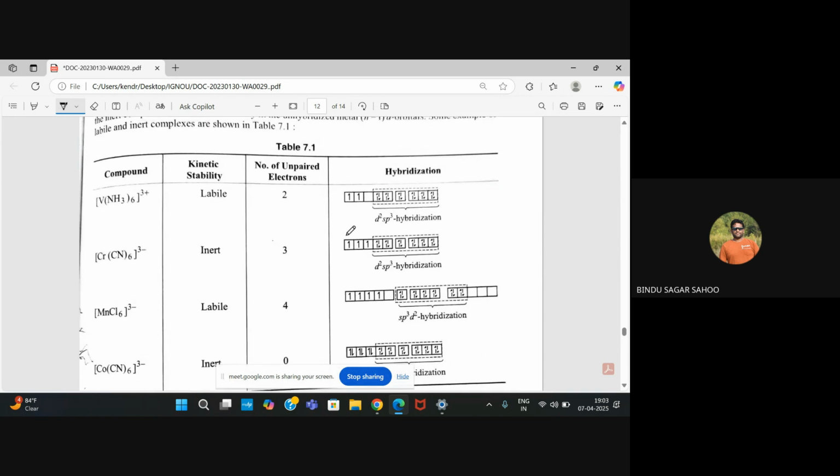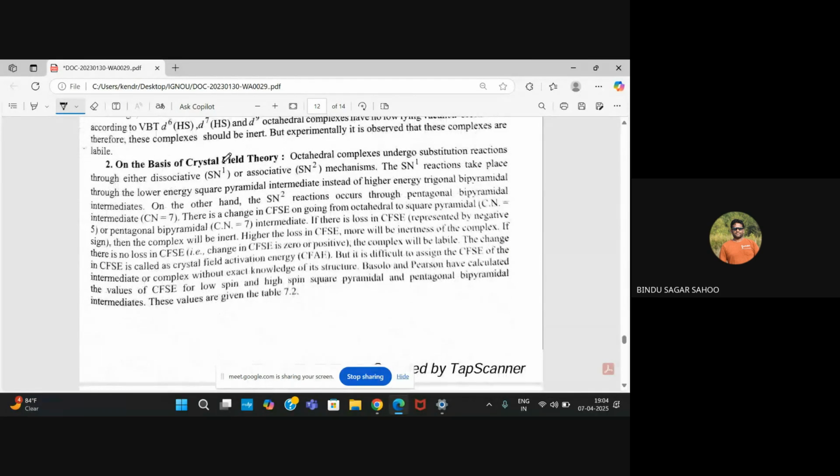Similarly, you can check here hexacyanide cobalt complex, and it is utilizing the inner d orbitals, and it will be an inert complex. But a few exceptions arise when there are vacant d orbitals, like this complex, this one. So later there will be a modification of the VBT, and for most complexes, lability and inertness will be measured by the crystal field theory.